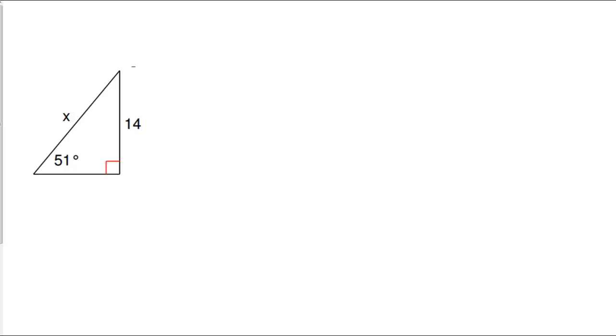Let's take a look at another problem. Again, a right triangle. Here's our hypotenuse, but this time we have the side directly across from the angle, so this is our opposite side, which means we're going to use a sine ratio. So the sine of the angle, which is 51 degrees, is equal to the opposite side, which is 14, over the hypotenuse, which is x. And what we want to do is solve for x.